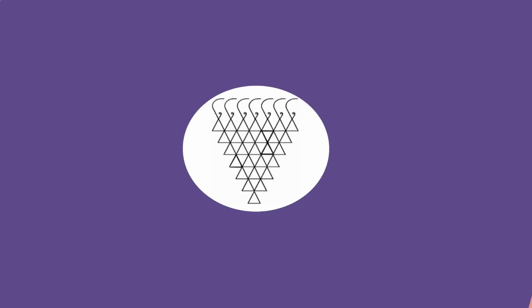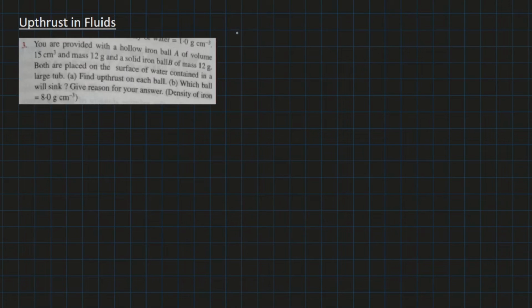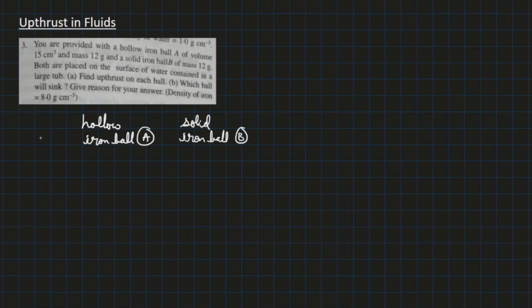Let us go to question number 3. In this question, what is the information that we have? There are two spheres given to us. One is a hollow iron ball, labeled as A. The other is a solid iron ball. The following information is given for them: mass, volume, and density.